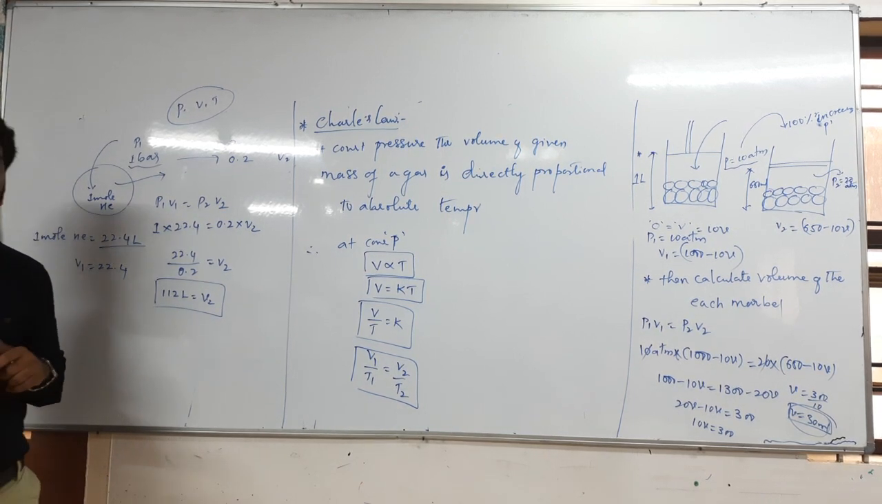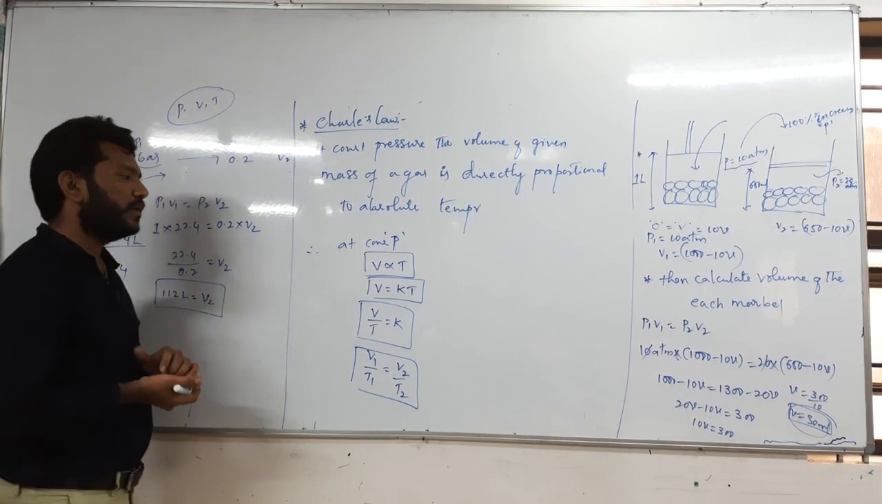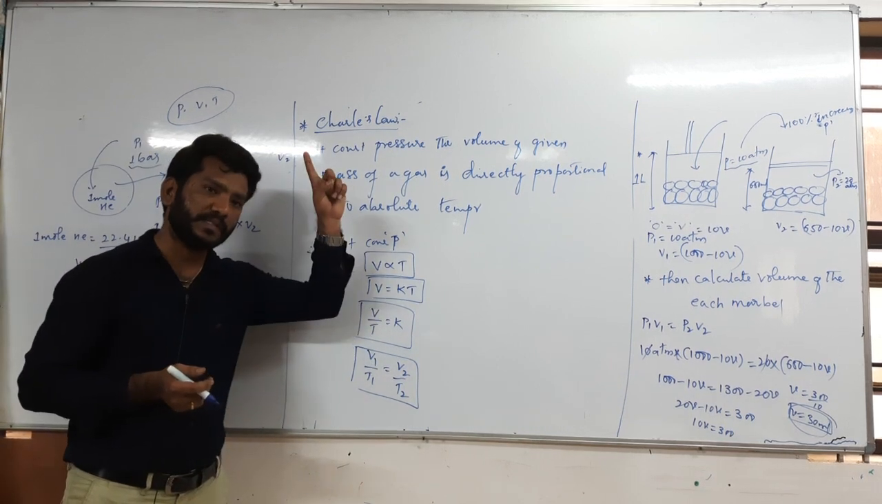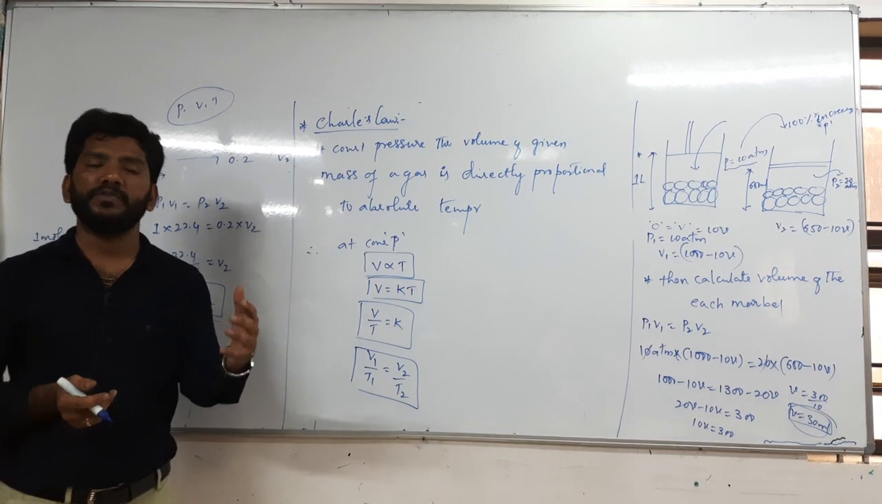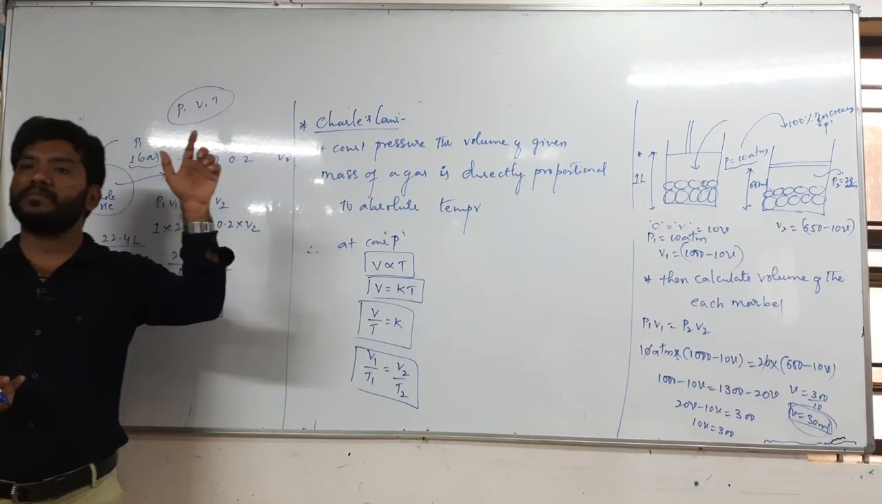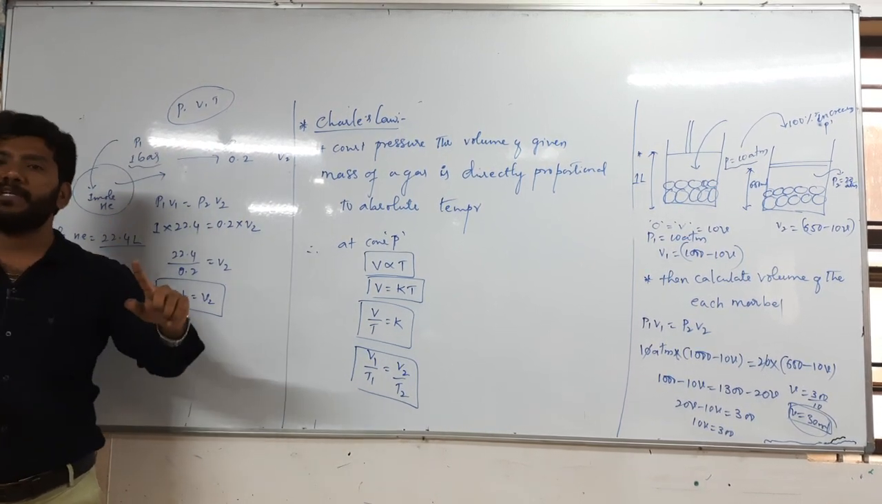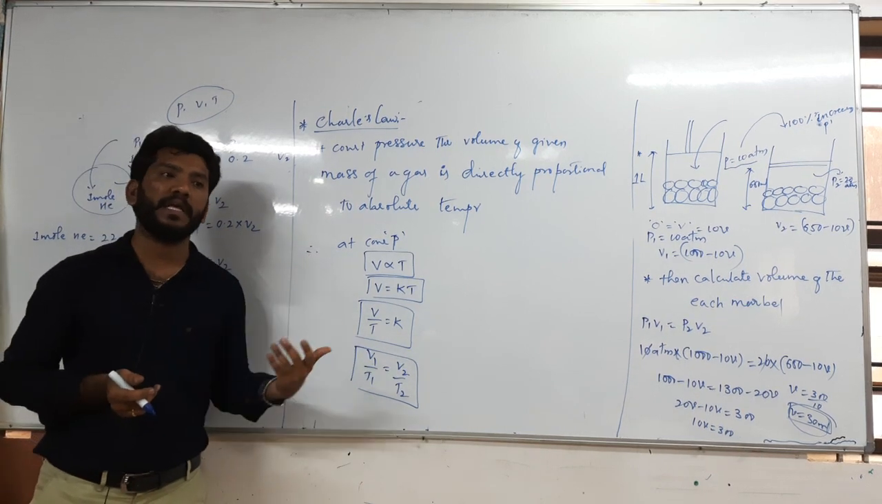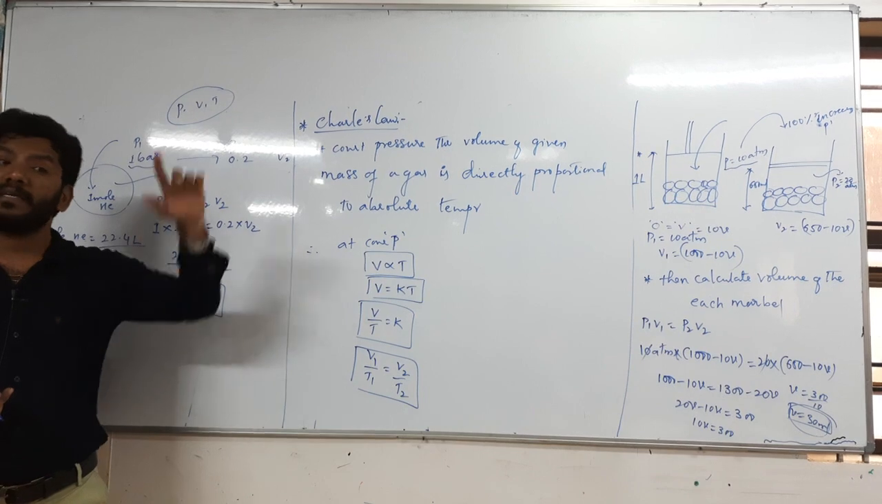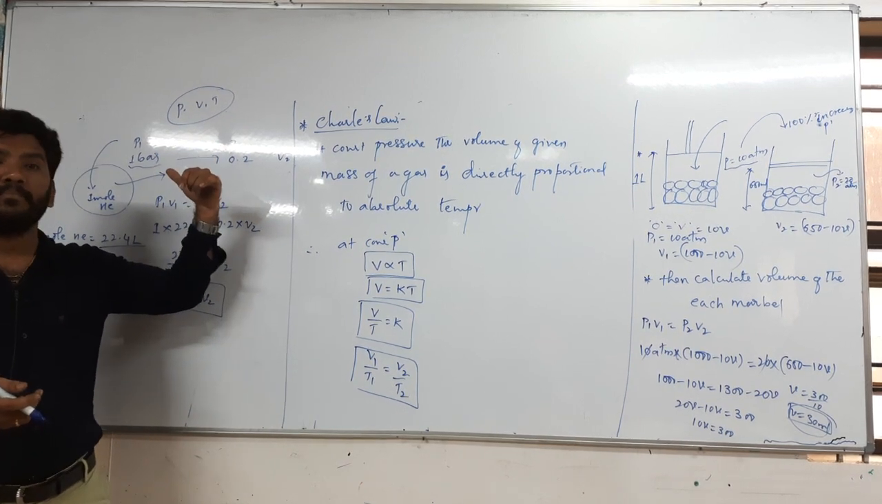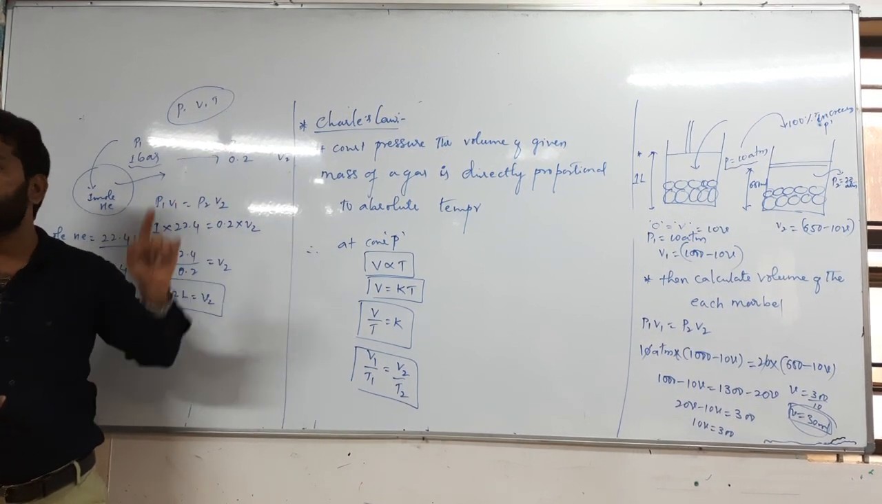Suppose you plot a graph between volume and temperature at constant pressure, what do we get? A straight line, and that form is called an isobar. At constant pressure, suppose you plot a graph between volume and temperature, that we can say is an isobar. In the case of Boyle's law, the temperature is constant.